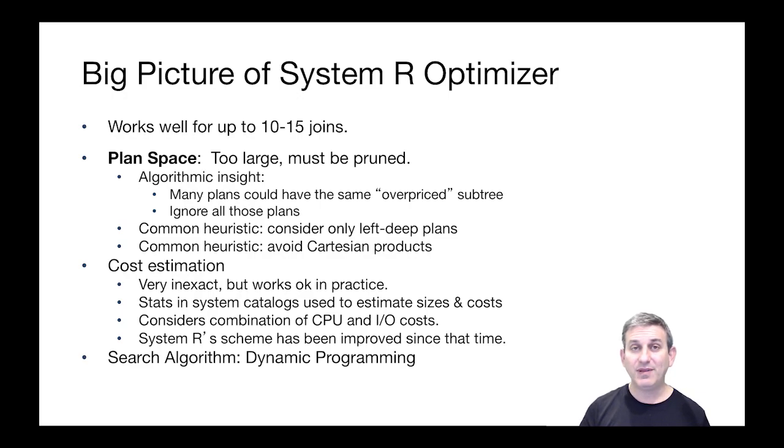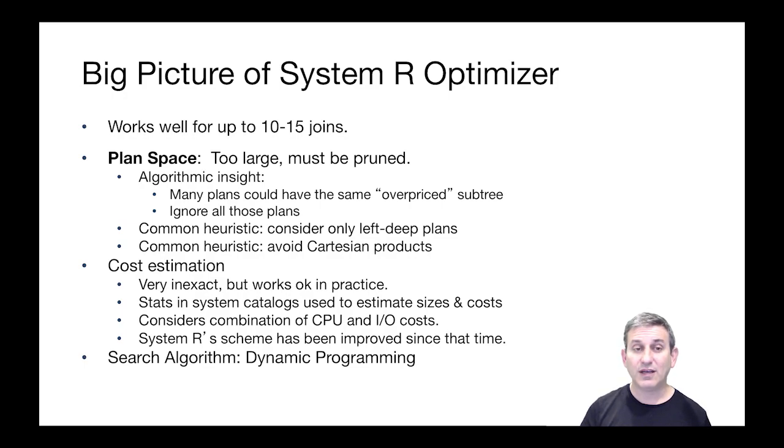All right, and then on top of that algorithmic insight, which is just a true statement, there's a bunch of heuristics, which are heuristics. So sometimes they're a good idea, and sometimes it turns out they're not. But they are common, and they work most of the time. So one common heuristic is to look only at left deep plans, and we'll talk about what that means today. Another is to look only at Cartesian products, as we talked about last time. And we'll show you today exactly how that fits into the search strategy.